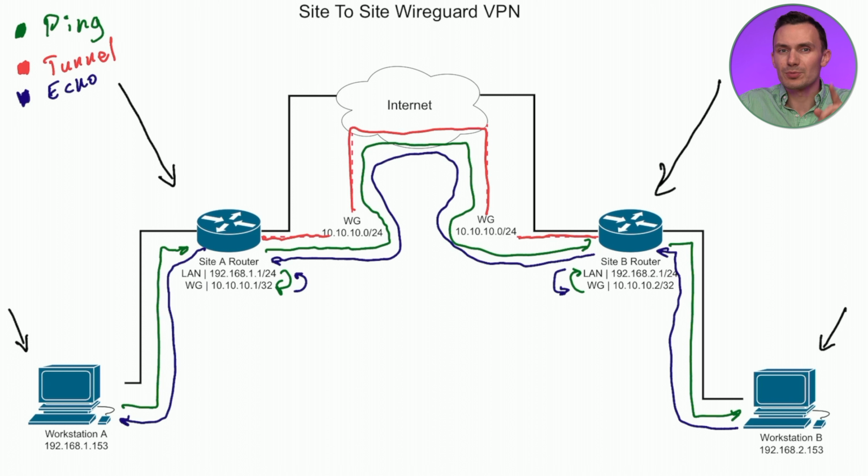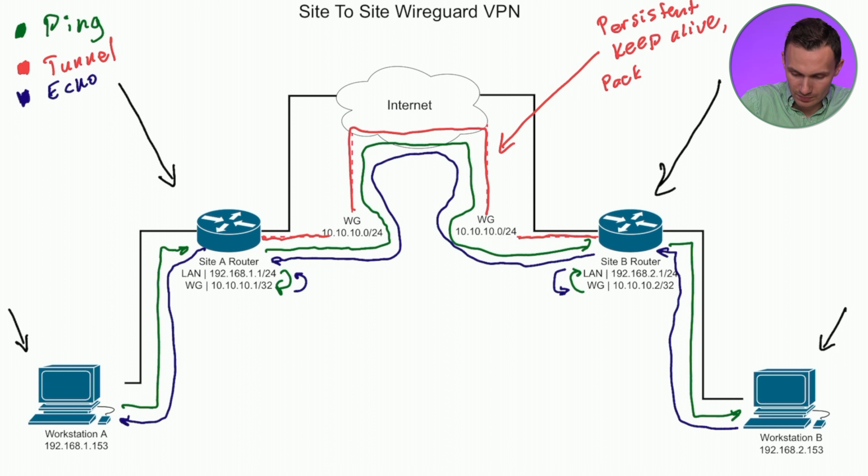However, this process is slightly different when using a persistent keep alive. In this scenario, one of the WireGuard interfaces will send a small packet to its peer every 25 seconds. This is done to keep the tunnel active. So when the traffic is sent over the tunnel, a new handshake doesn't need to occur. The process continues from here in the same fashion as noted earlier.